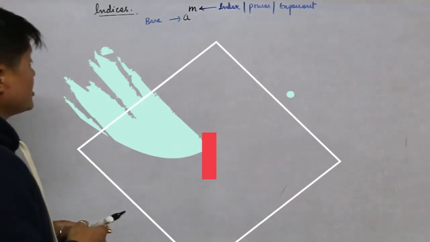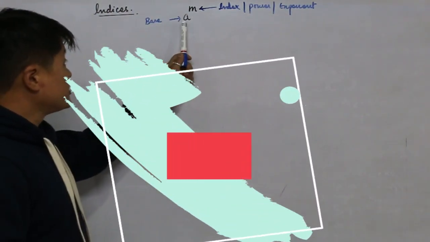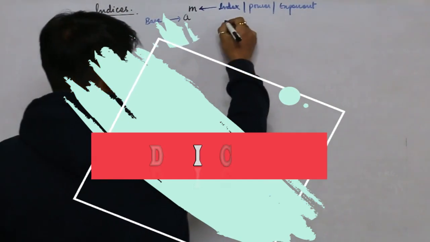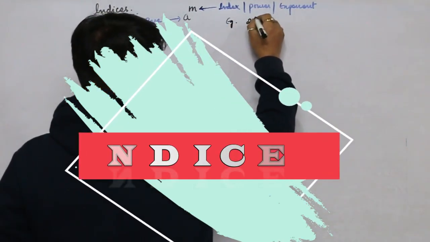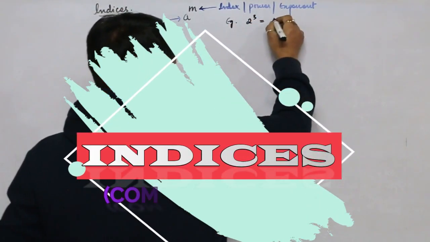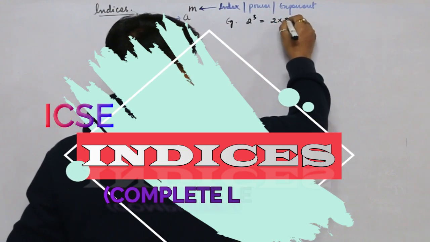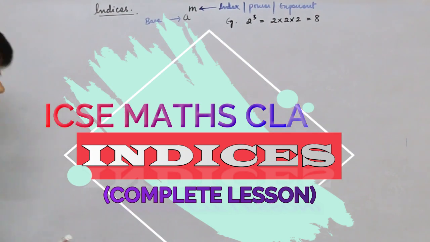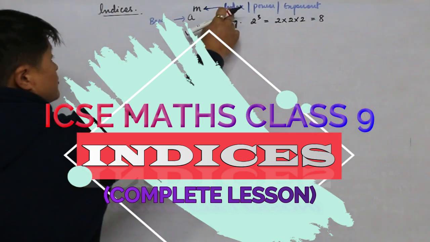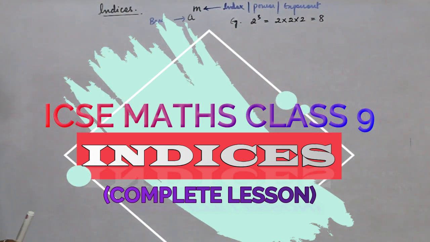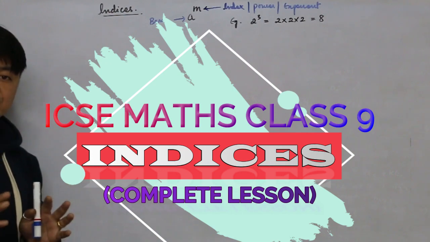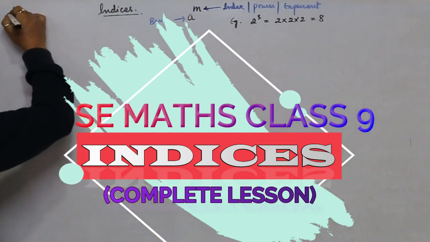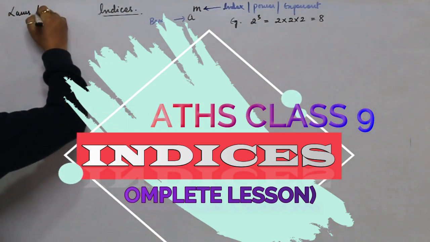So from here we understand how many times the base is being multiplied. For example, 2 to the power 3 can be written as 2 into 2 into 2 equals 8. Clear? And indices is the plural of index. Once you understand some rules and the laws of indices, your maths will be very easy. First we'll do the laws or rules of indices.